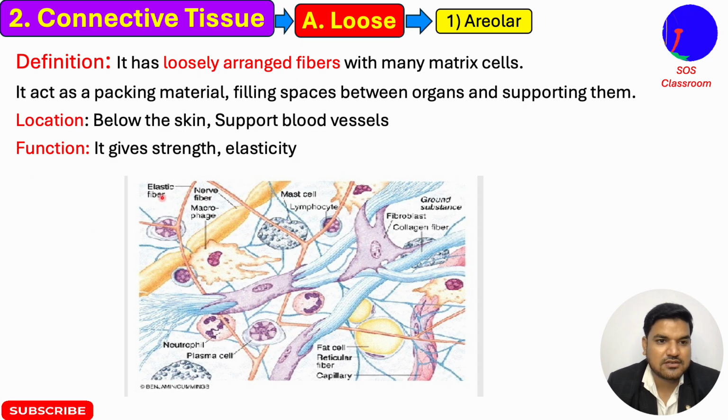You can see there are the elastic fibers, nerve fiber, macrophages, fat cells, neutrophils. These are the plasma cells. These are the fibroblasts. These fibroblast cells form the different types of fibers.